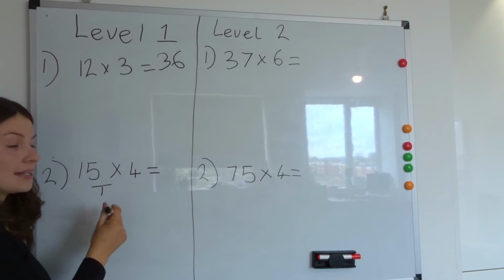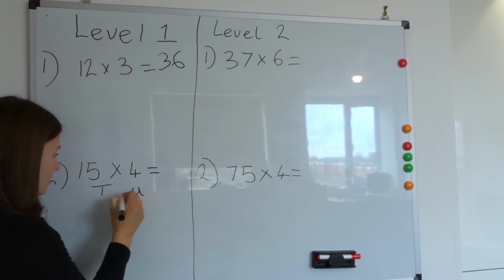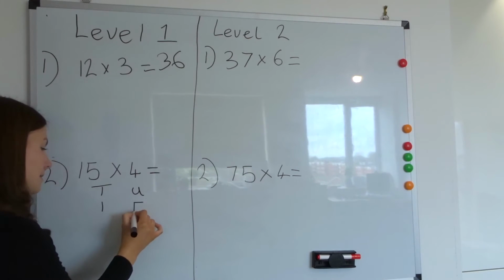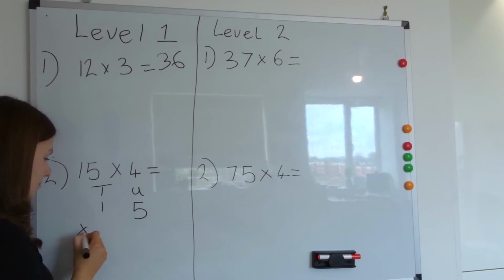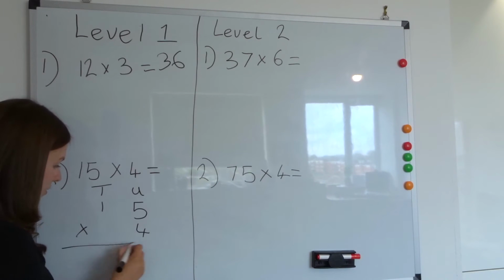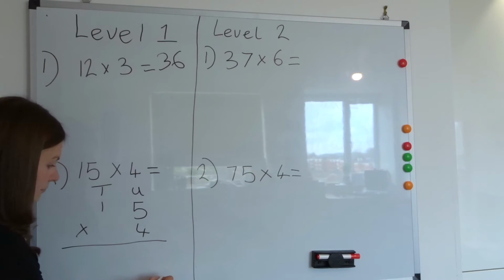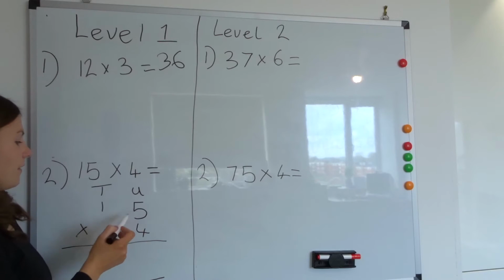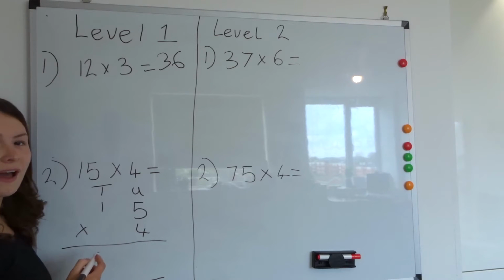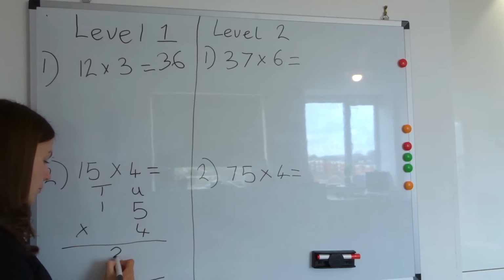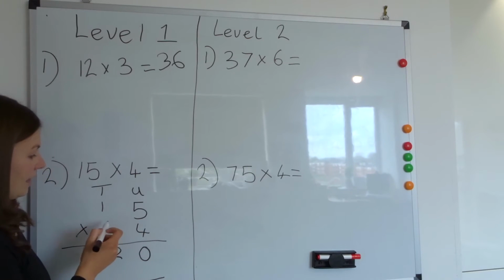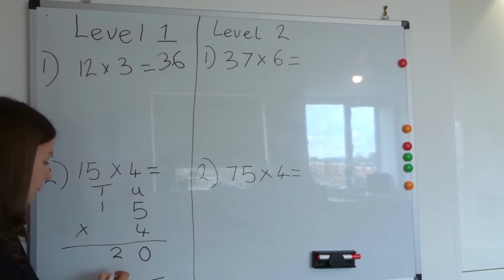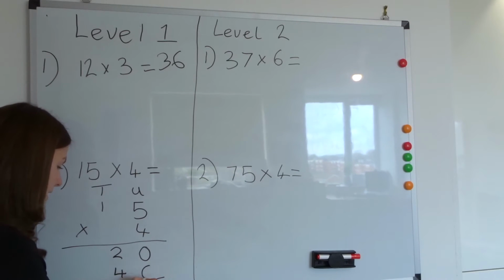So we've got to put our tens and our units. So we've got 15 times 4. And I'm going to draw my 2 lines. Oh, running out of room. So 5 times 4. 5 times 4 is 20. And then we've got 10 times 4. 10 times 4. Oh, 40.